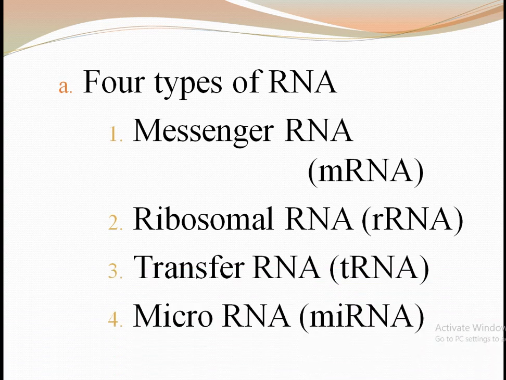As far as the types of RNA are concerned, we have mainly four types, and they differ in function as well. So structurally and functionally they are different. Mainly they are messenger RNA, which is mRNA, ribosomal RNA, that is rRNA, then transfer RNA, tRNA, and we have microRNA.